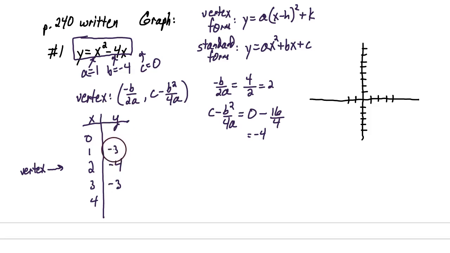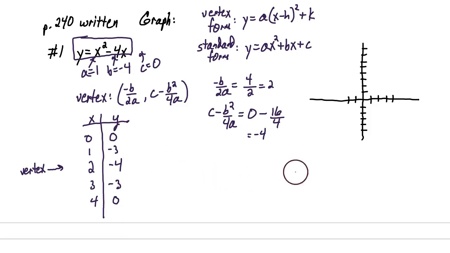If you don't believe it, you can plug in a 1 and see what you get. 1 squared makes 1. 4 times 1 makes 4. And 1 subtract 4 is negative 3. Now let's substitute a 4 in place of x. 4 squared is 16. 4 times 4 is 16. And 16 minus 16 is 0. And this is going to turn out to be 0.